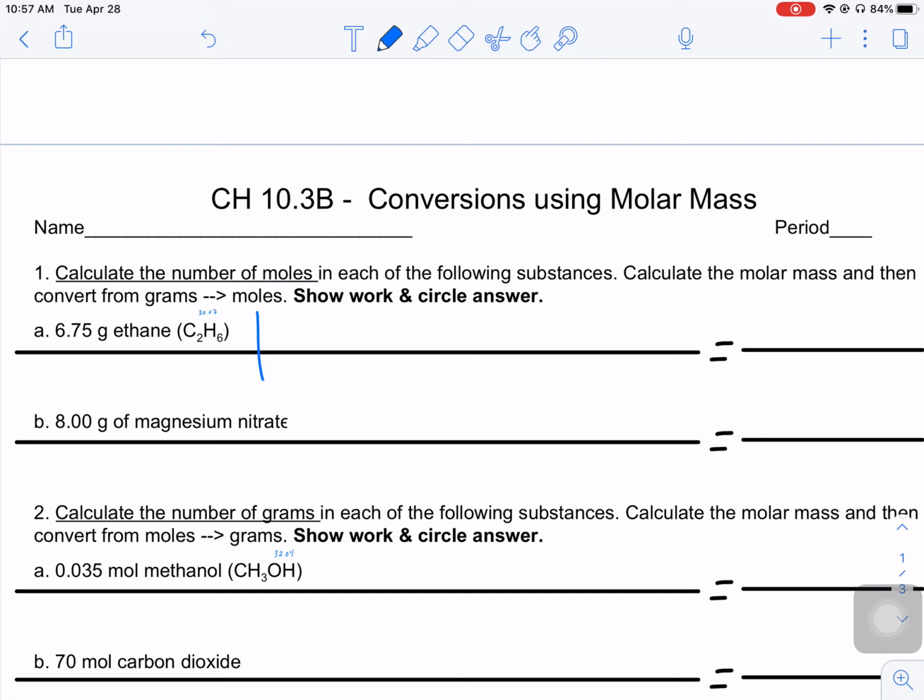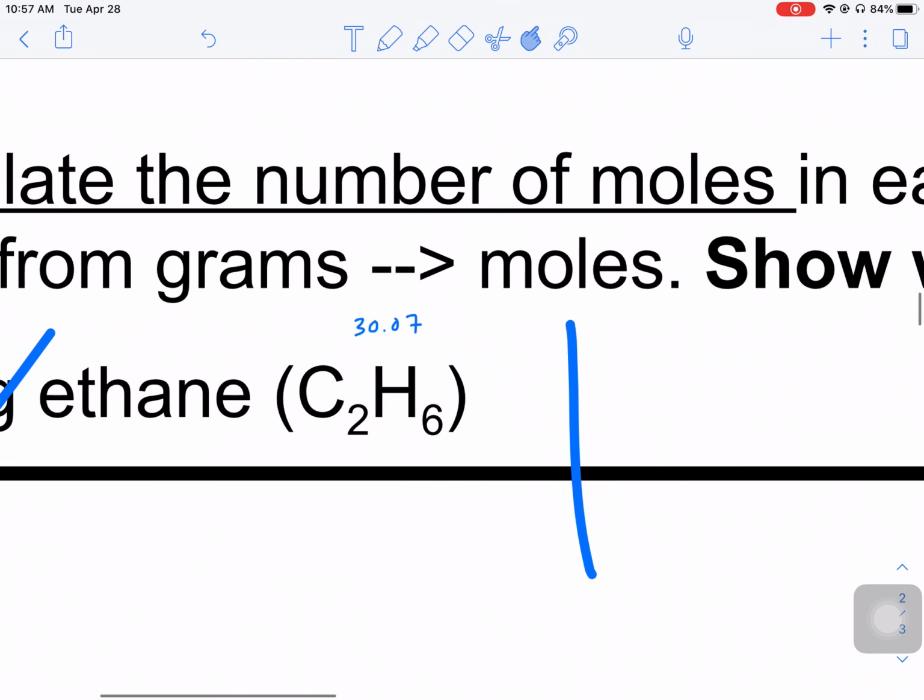So if I want to go from grams of ethane to moles of ethane, I want to cancel out grams by putting it on the bottom, and if I want to end up with moles of ethane, I'm going to put that on the top. So, before I do that, I need to know the molar mass of ethane, and there's 2 carbons at about 12 grams each, and there's 6 hydrogens at about 1 gram per mole each. So if I add that all up, I get close to 30 grams per mole.